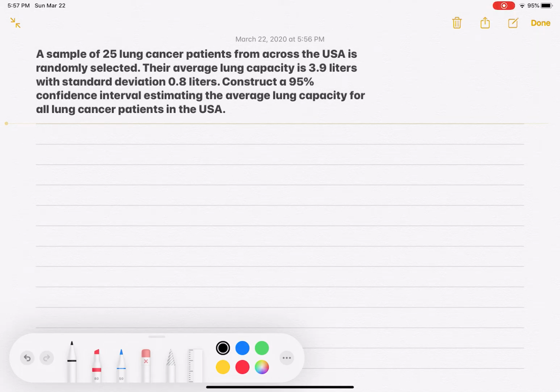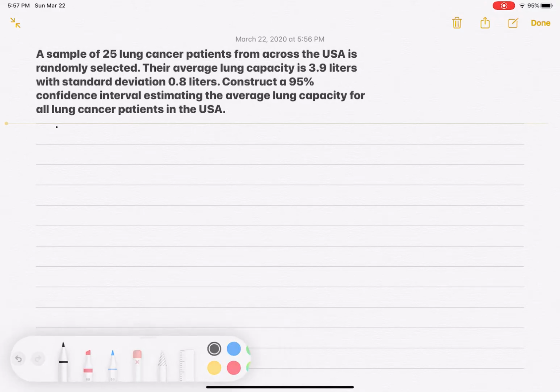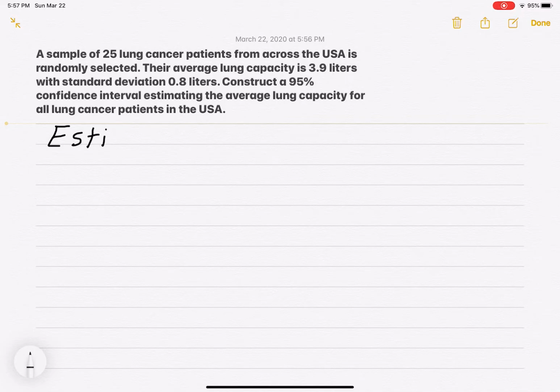So here we have a problem we'd like to work. The situation is calling for us to estimate the average lung capacity for all U.S. lung cancer patients. So we're estimating the population mean here, right? Estimating the average for all lung cancer patients. So we're estimating the population's mean, population's average.